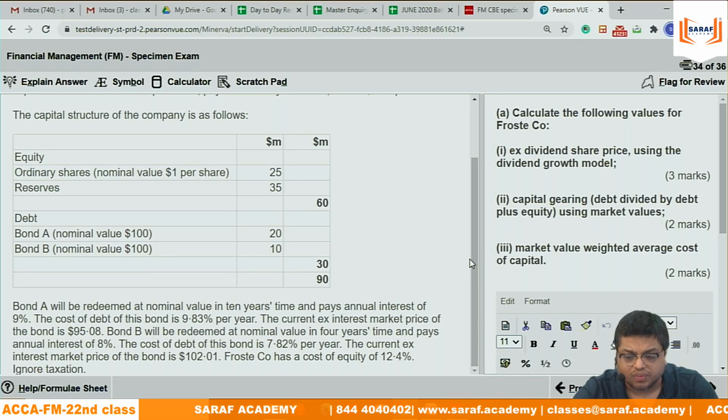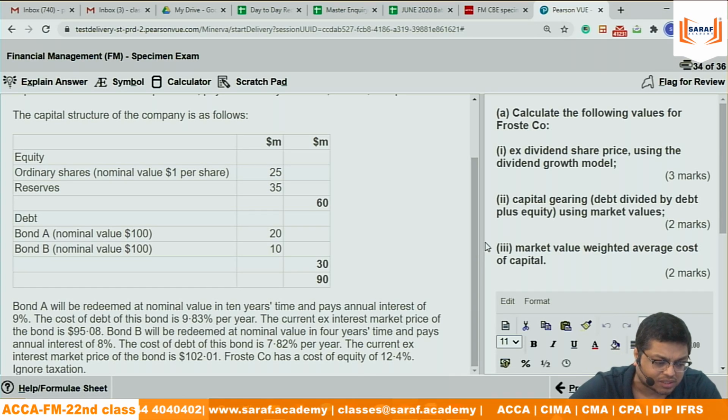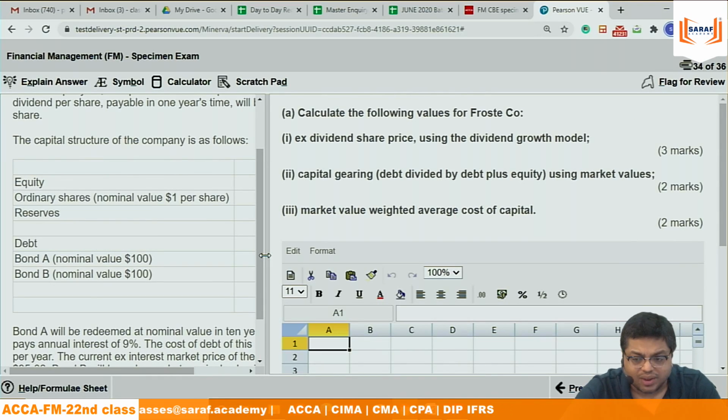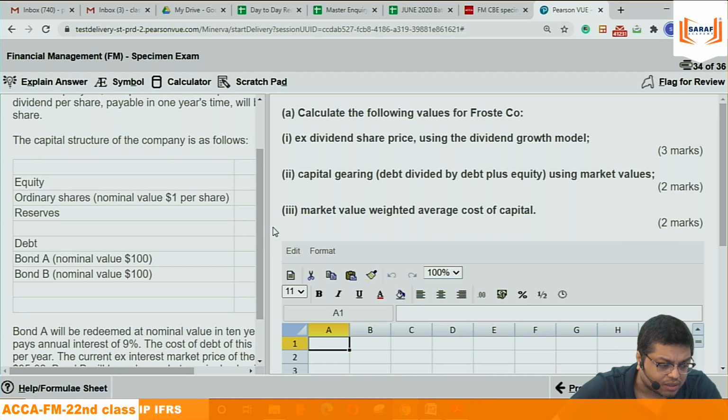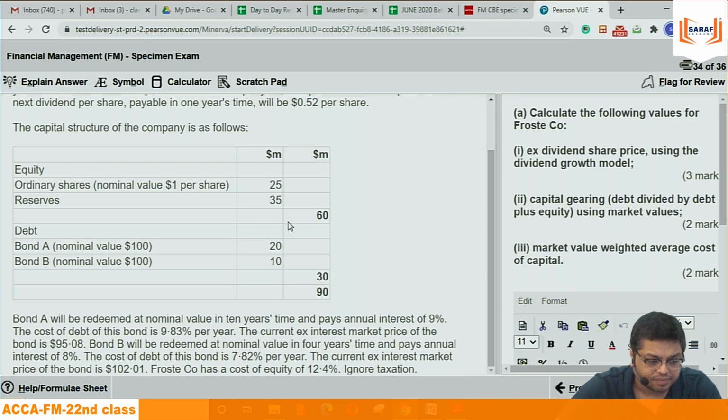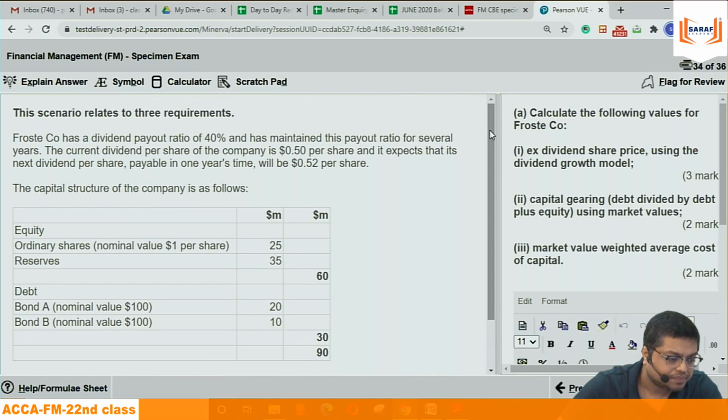F company has a cost of equity of 12.4%. Equity cost they have also given. When they have given everything, what are they asking of us? Calculate the following values for F company. Ex-dividend share price using the dividend growth model. Can anybody say how we can calculate ex-dividend share price? How can we calculate dividend growth?